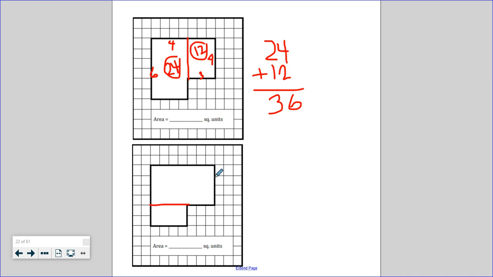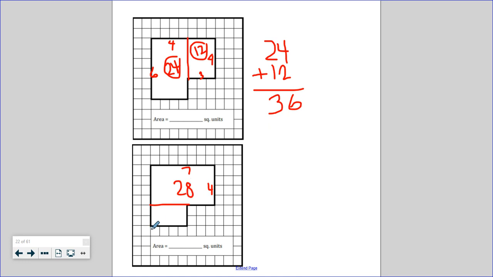So I could draw a line like this and make a rectangle up at the top and one at the bottom. So let's start at the top. This one is 1, 2, 3, 4, 5, 6, 7 squares long, and it's 4 squares wide. How do I find the area? Length times width, and 7 times 4 is 28.